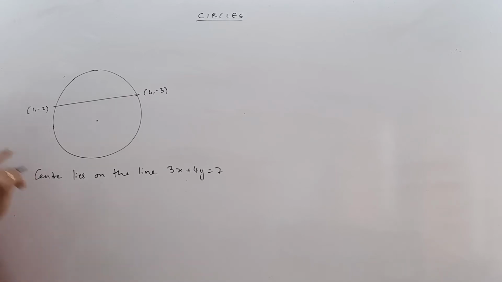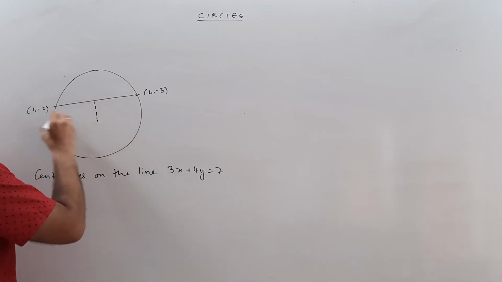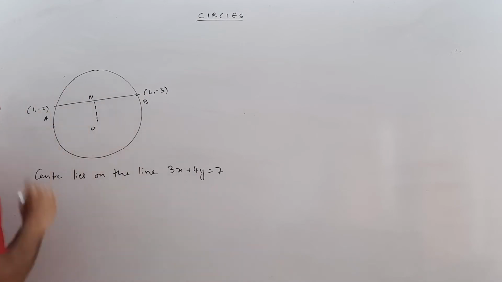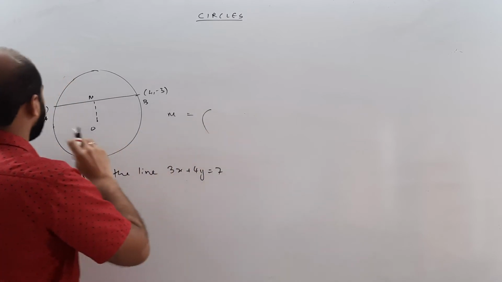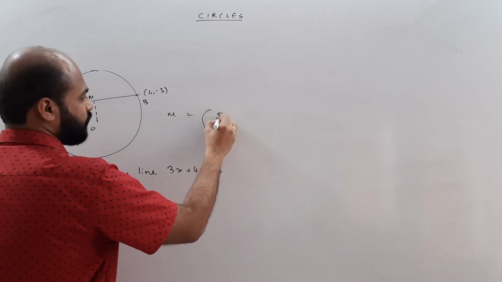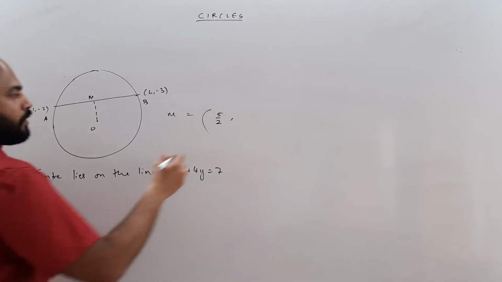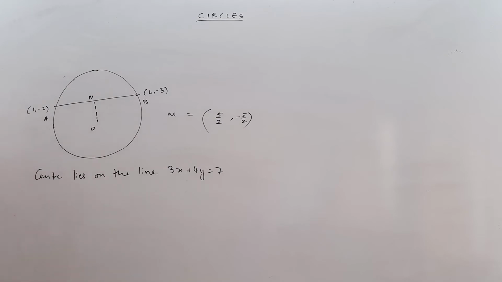So basically what I'm going to do now is connect these points. So this is A, this is B, this is O, and let's call this M, the midpoint. The midpoint of this is going to be 1 plus 4 by 2, that's 5 by 2, comma, minus 2 minus 3 by 2, that's minus 5 by 2. So we have this point now, that is 5 by 2 comma minus 5 by 2. And this is something that we don't know, that we have to find out.